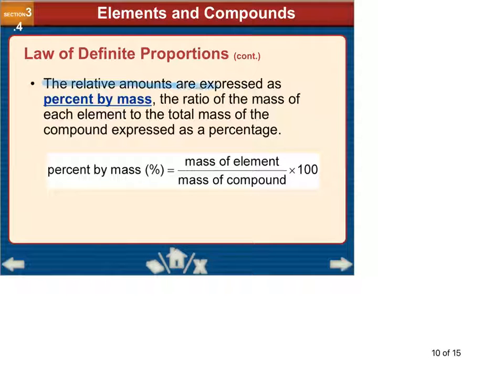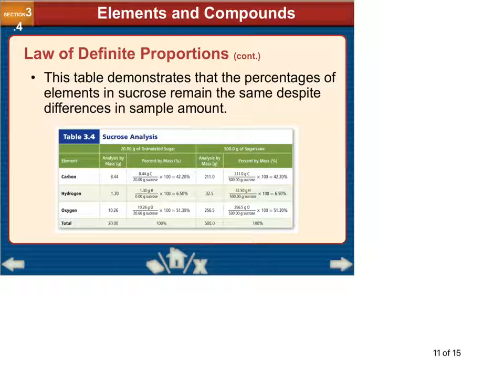And we can get percent by mass. Ratio of the mass of the element to total mass expresses percentage. I don't like to put that times 100 in there, but we just take the mass of the element divided by the mass of the compound. And here's a little thing for sucrose, table sugar. It runs through a couple of them, and we end up getting the same percentages. It didn't matter if we had 500 grams of sucrose or 20 grams of sucrose.